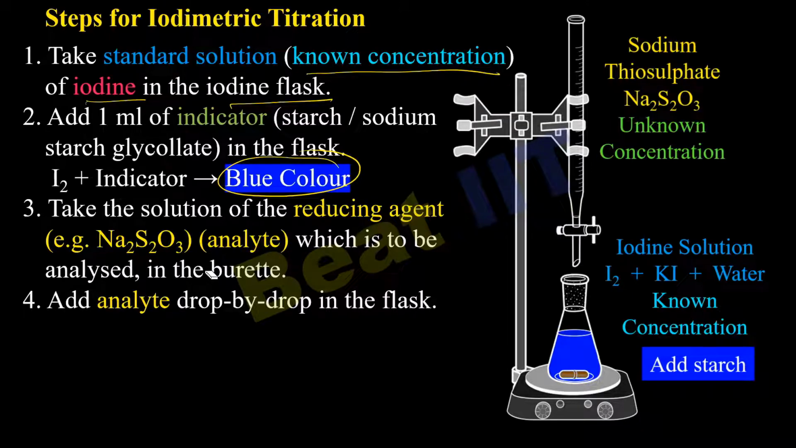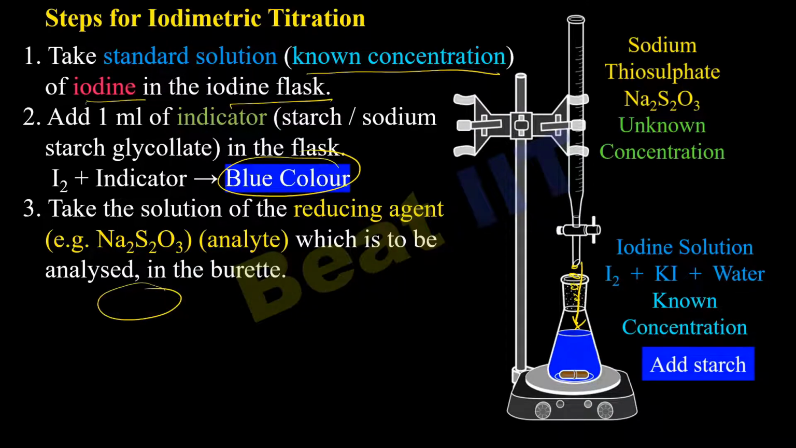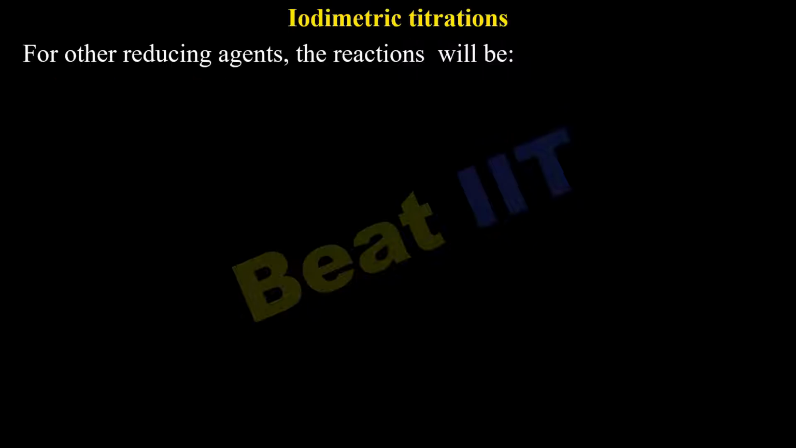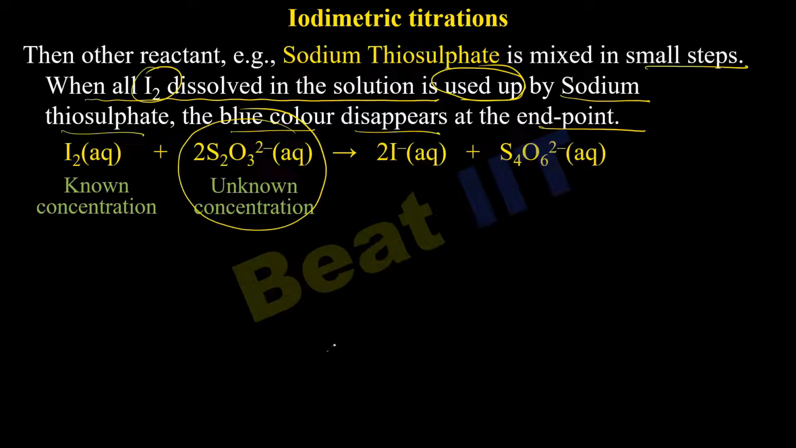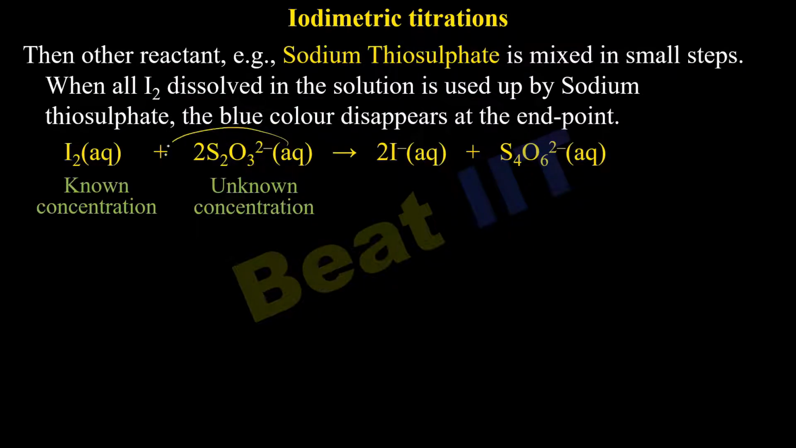Now we add this analyte drop by drop in the flask. So in the burette we have the analyte, we add the analyte drop by drop into the iodine flask. So what will happen? This analyte will react with the iodine as per the reaction I have already talked about. This is the reaction I talked about. This reaction will take place when analyte is mixed with iodine solution drop by drop.